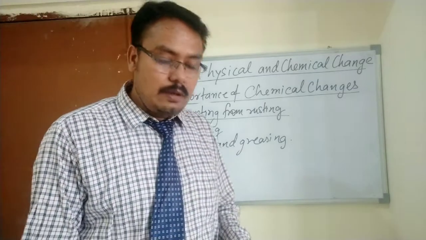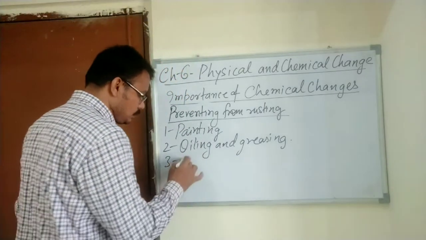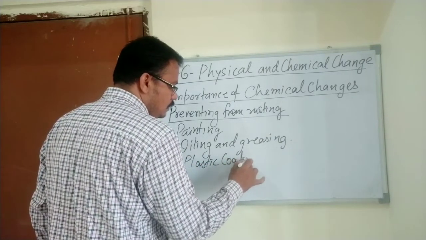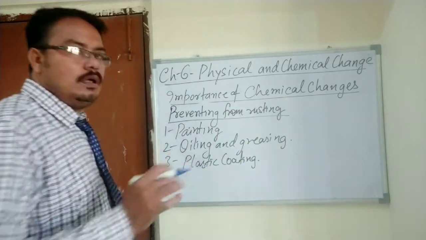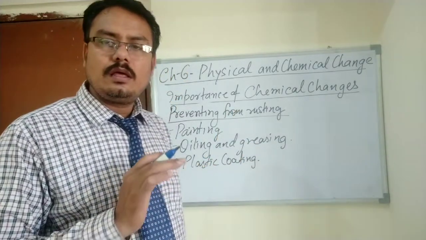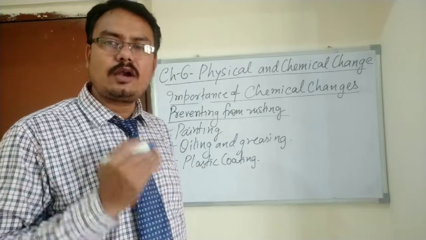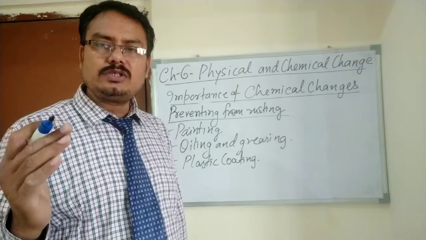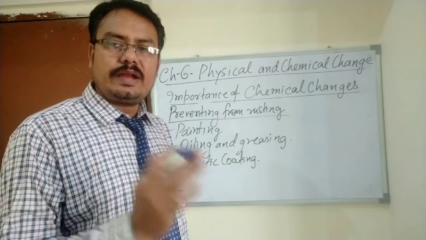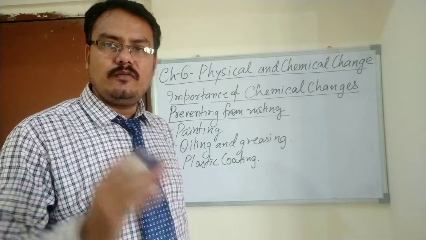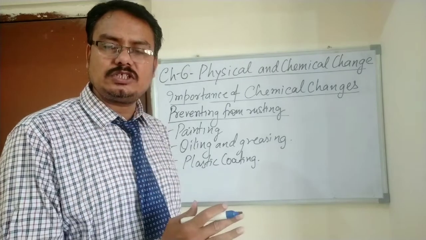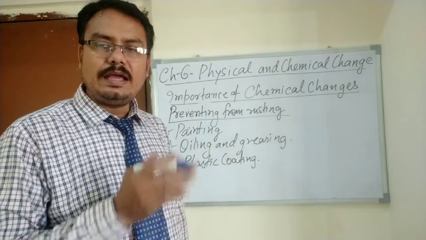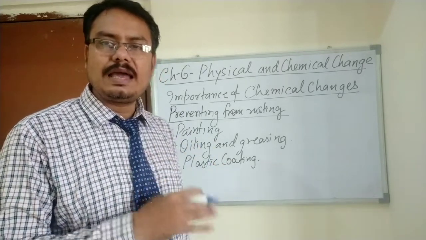Okay. Next student, plastic coating. A plastic coating layer is applied on that iron object, and this plastic coating will stop the moisture air from getting in direct contact with the iron object. When the moisture air comes to touch the iron object, it will find there is a plastic coating surrounding that iron object, and that plastic coating will prevent the iron from getting rust.